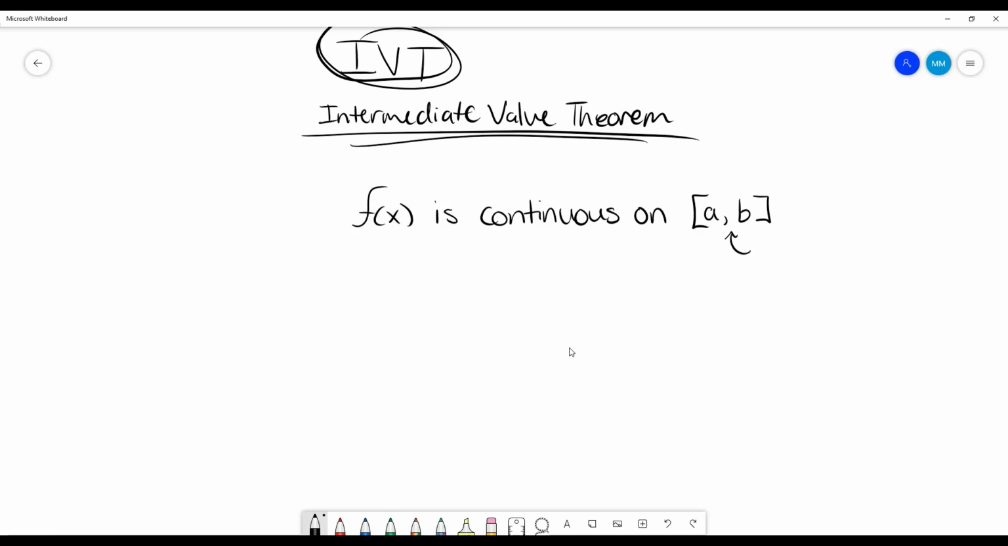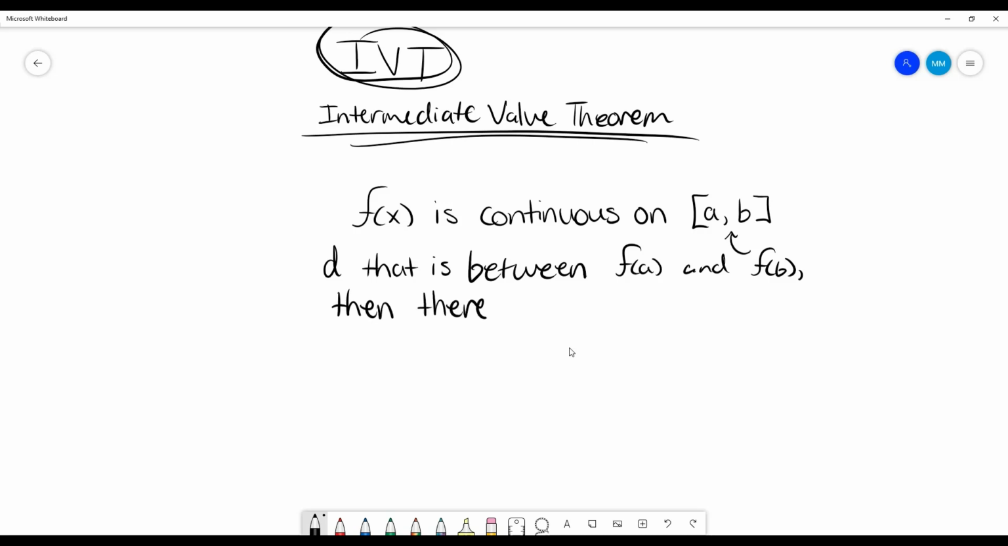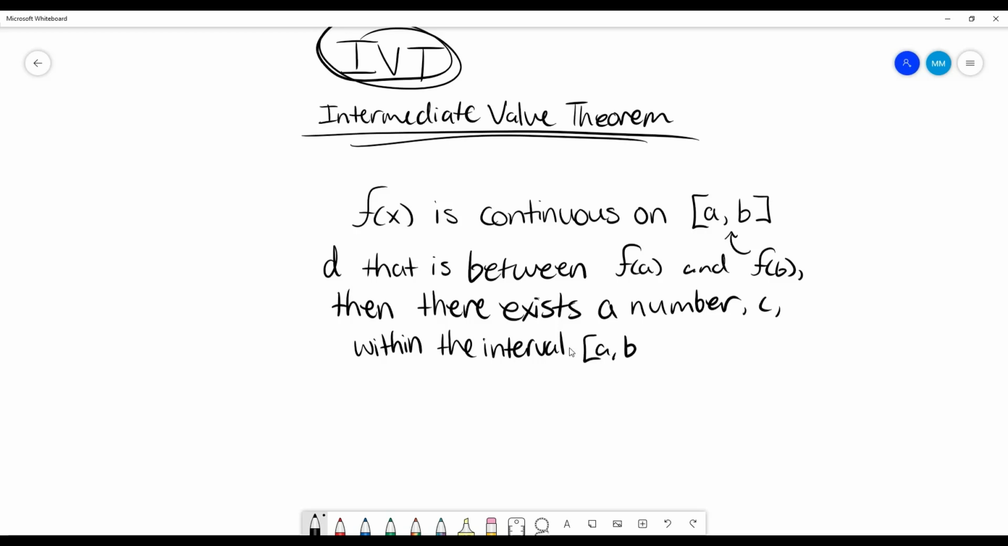It is continuous on this interval, and there's some number, we'll call it d, that is between f of a and f of b, then there has to be, or then there exists, another number, we'll call it c, within that interval, where this is true.